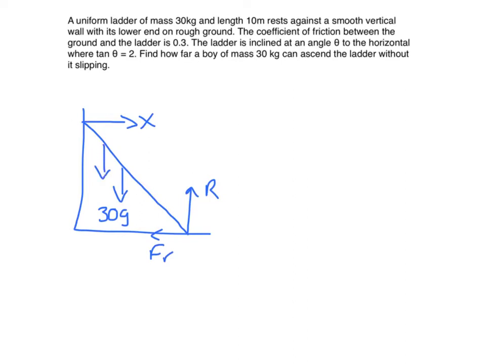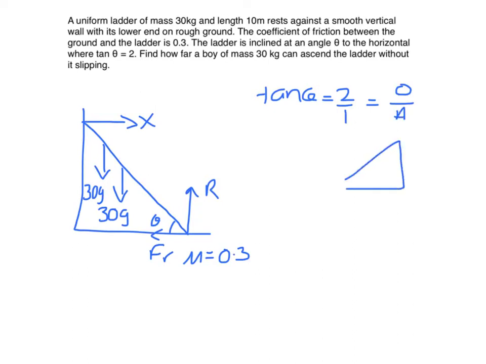I'm going to put him here, and his weight is 30g. We're told that mu is 0.3, and we're told that the angle, the tan of theta, is 2. If I consider that as 2 over 1 and use SOHCAHTOA, tan's opposite over adjacent. If I have theta and my opposite is 2 and my adjacent is 1, then using Pythagoras, my hypotenuse will be 2 squared plus 1 squared, so that's the square root of 5.